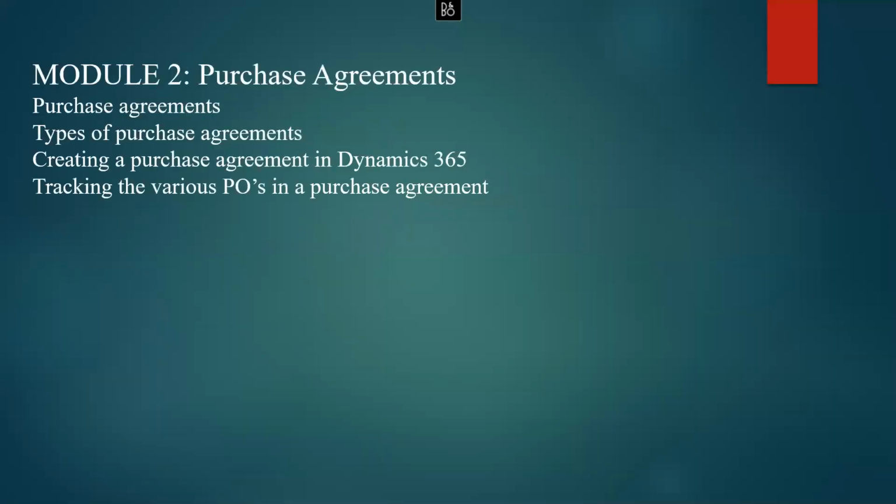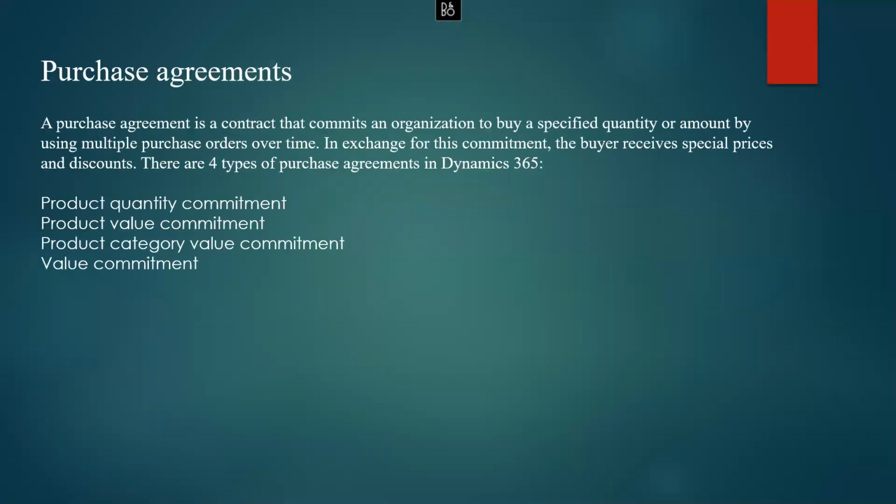Let me just navigate here. So in Dynamics AX, we have purchase agreements, and we can have four types. The first, called product quantity commitment, is the one most often used, because there we are saying we are going to buy a specific amount of quantity with special pricing and discounts. They all differ a little bit, so let's see what the difference is.